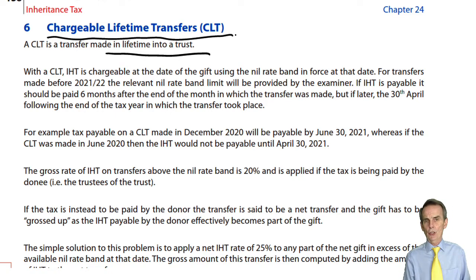They are the trustees. They hold the purse strings of the trust, and therefore the money to be paid in tax would come out of that trust fund. If that were the case, then the transfer is a gross transfer, and we charge at 20%, rather than if it's a net transfer, as we've said, where we charge at 25%.